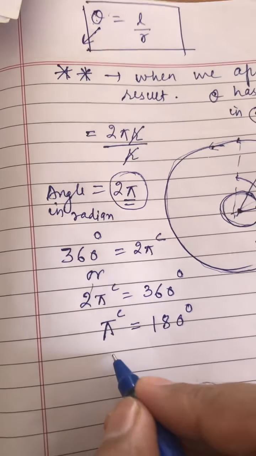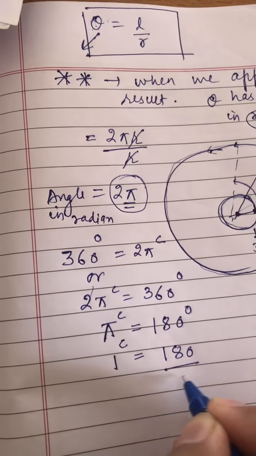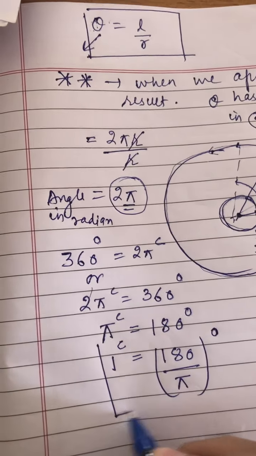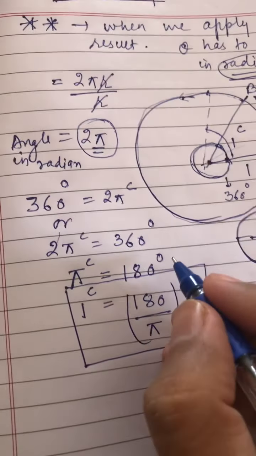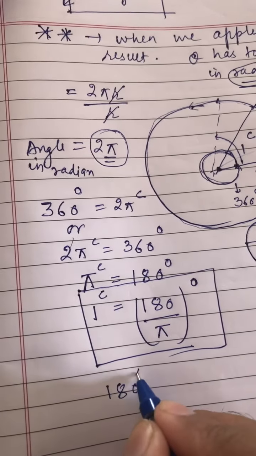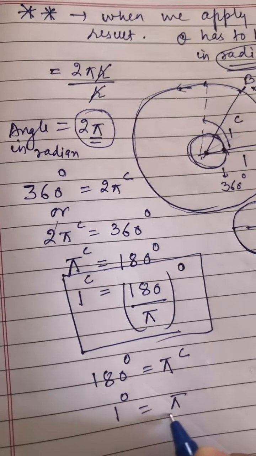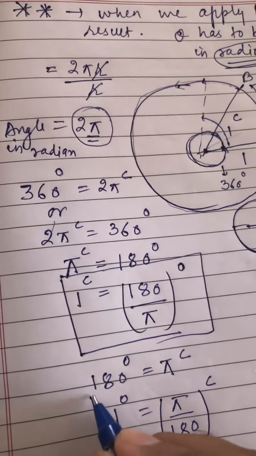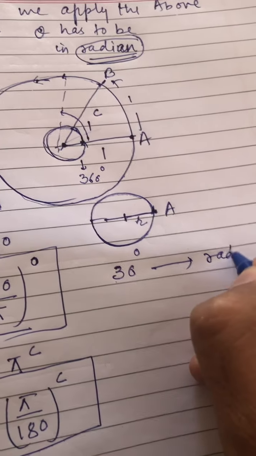2 will be cancelled out. So 1 radian equals how much? 180 upon pi degree. So this is a relation, that 1 radian equals 180 upon pi degree. And in reverse form also we can write it. If 180 degrees equals pi radian, then 1 degree equals pi upon 180 radian.